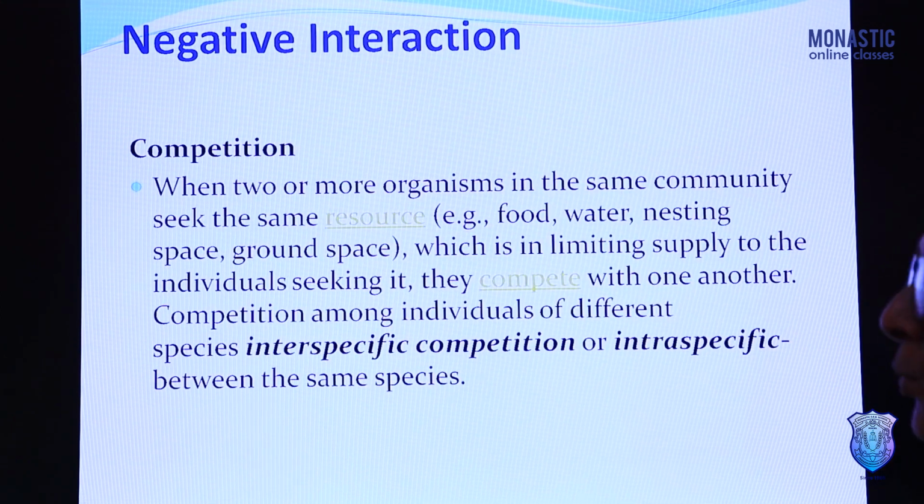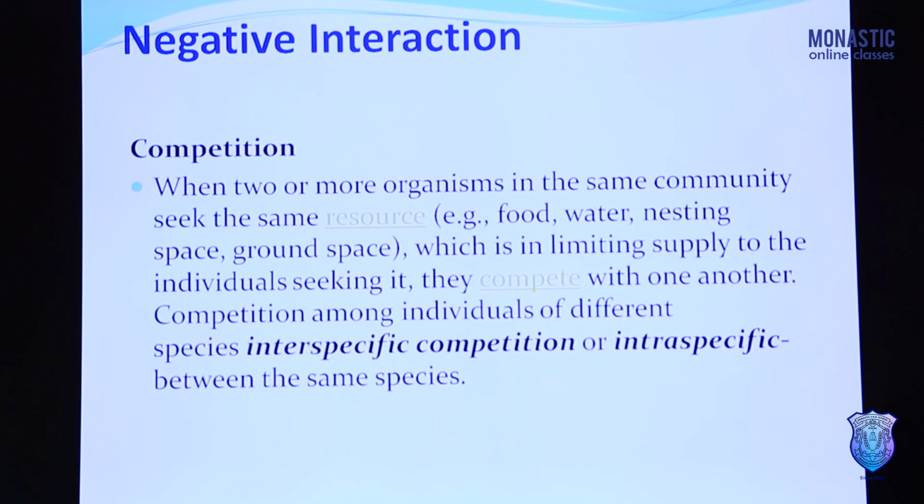So examples. Now, negative interaction. In negative interactions, we see here also two types of organisms live together and interact together, but one is harmed and another gets benefit. So this type of interaction is known as negative interaction, and the first type is competition.